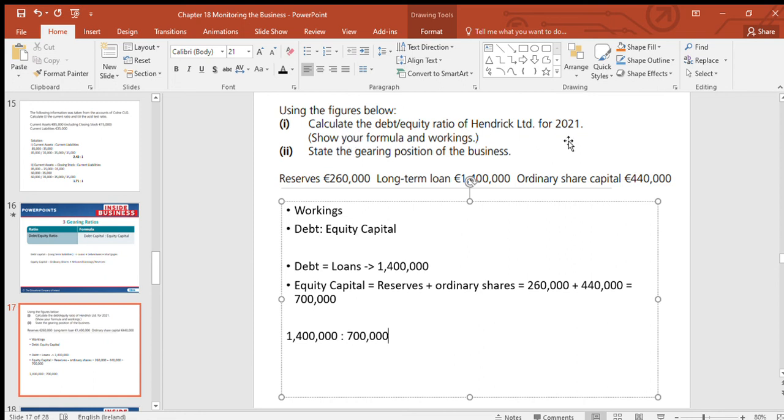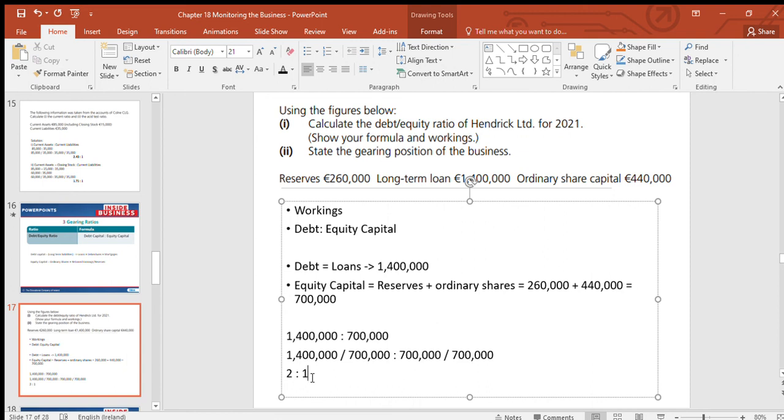So calculating the debt to equity, that's how I calculate it using these figures. I obviously want to show that in its simplest form. How do I do that? I divide both sides by the smaller amount, which in this case is going to be the 700,000. If I divide 700,000 by 700,000, I get 1. Generally, you want to show this in a form where one of the sides is 1. 1.4 million divided by 700,000 is 2. So nice and basic here. My answer is 2 is to 1.